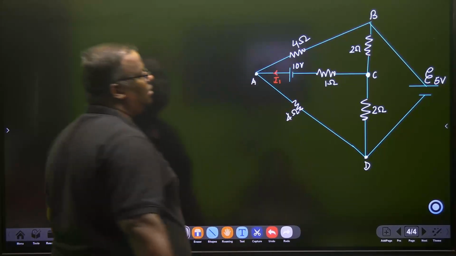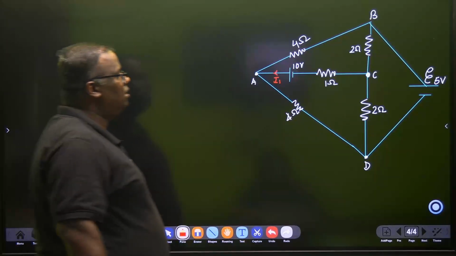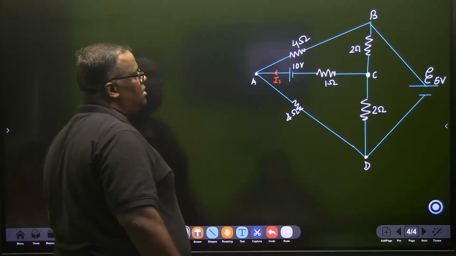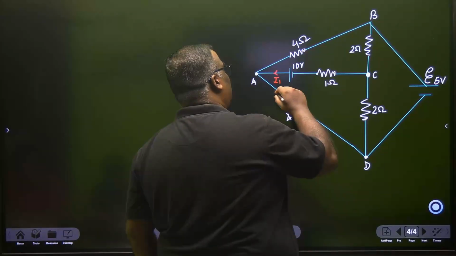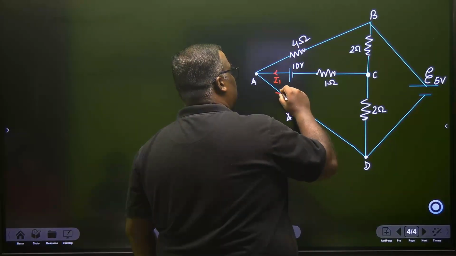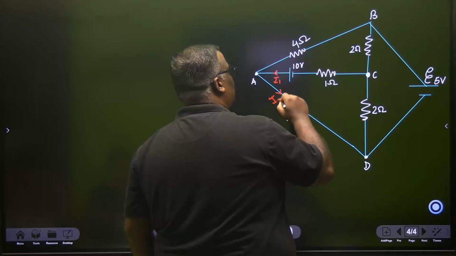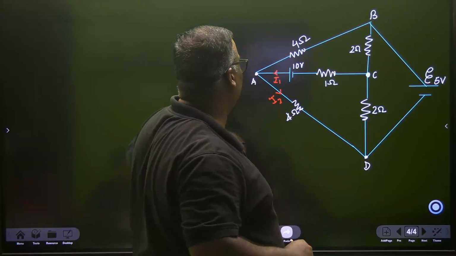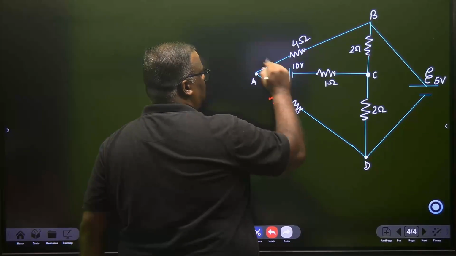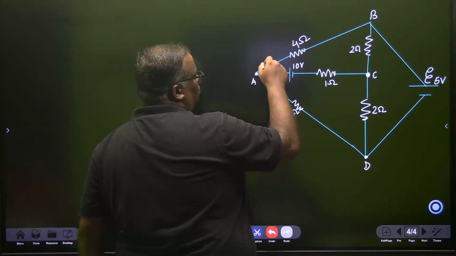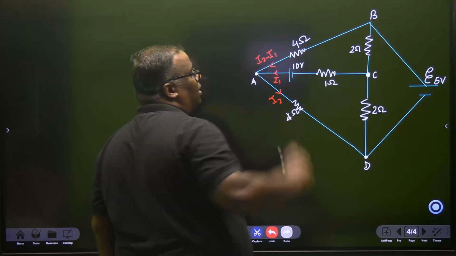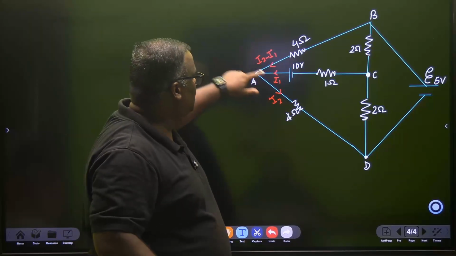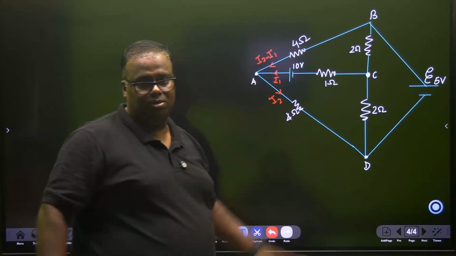So what do I call this current as? I1. Okay. I1 current is going, and now what do we call this current as? Don't make three variables. Okay. Let's call this current as I2. If this current is I2, then this current should be what? Addition of these two currents. So what should we call this current as? I2 minus I1. I2 minus I1 plus I1 gives you I2.